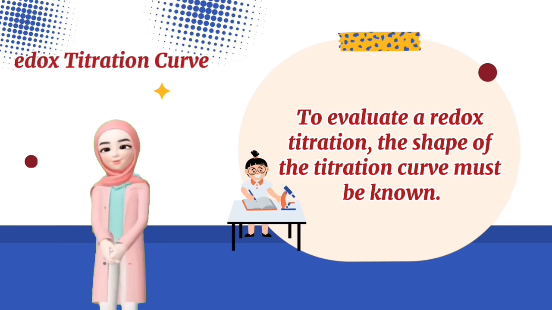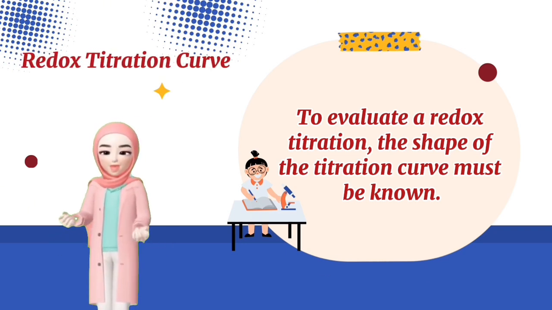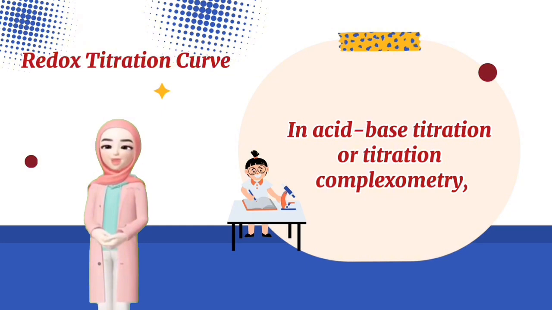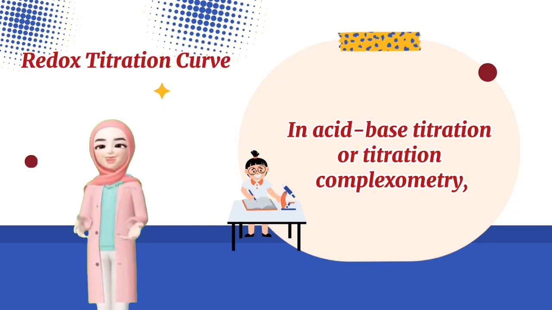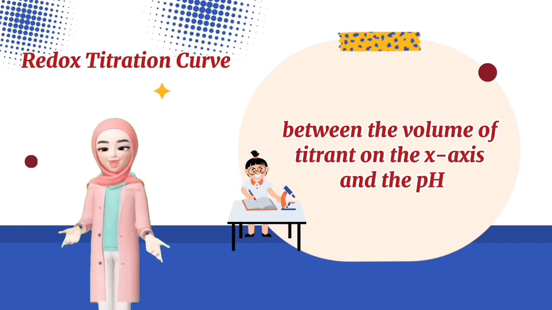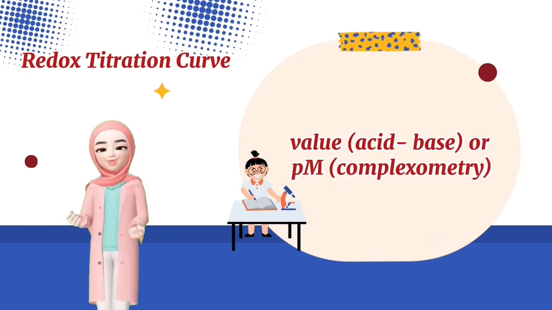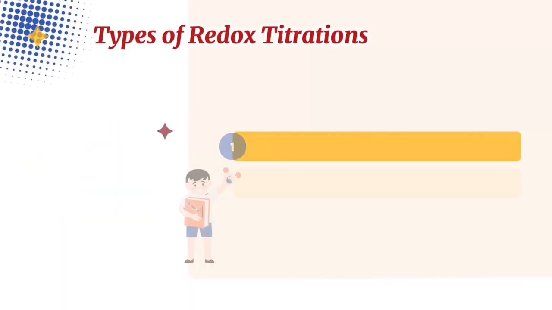To evaluate a redox titration, the shape of the titration curve must be known. In acid-base titration or complexometric titration, the titration curve is a diagram plotting the volume of titrant on the x-axis and the pH value (acid-base) or pM (complexometry) on the y-axis.